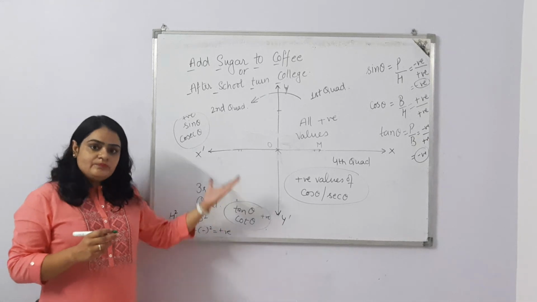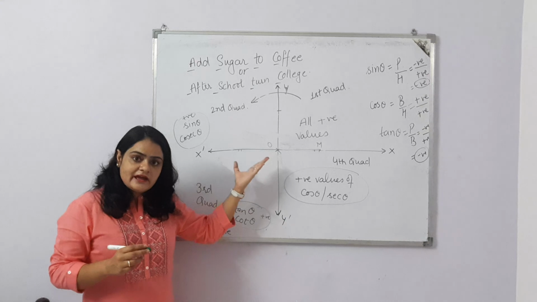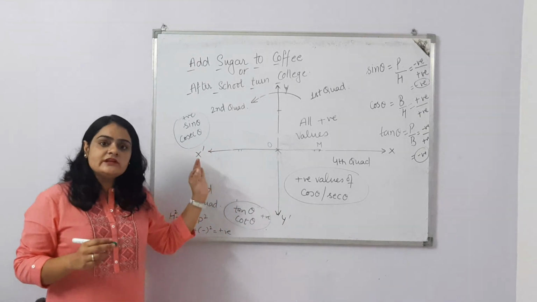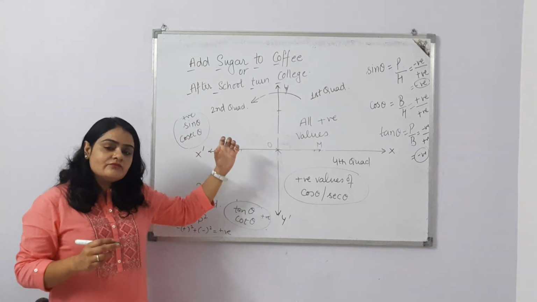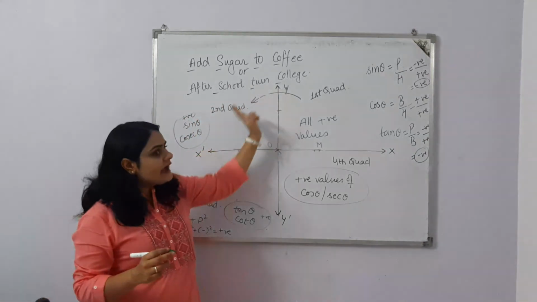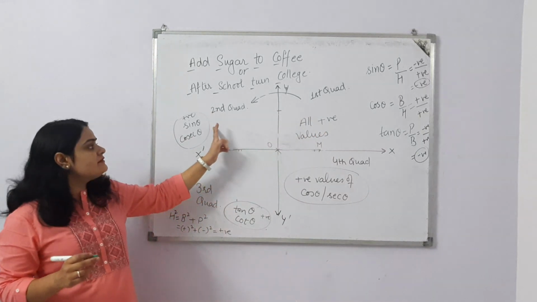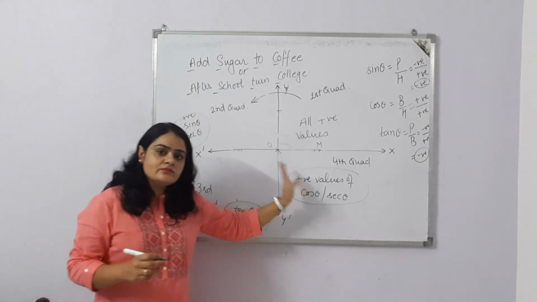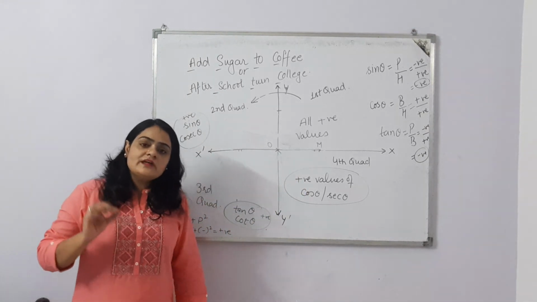So till then, just remember this thing, what I have done on this board. So just watch this video 2 or 3 times so that it will stick in your mind where is the first quadrant, where is the second quadrant, and we are moving in anti-clockwise direction, and here in first quadrant all values are positive, in second quadrant which trigonometric ratios are positive, and in third as well as in fourth. So just watch this video very carefully.